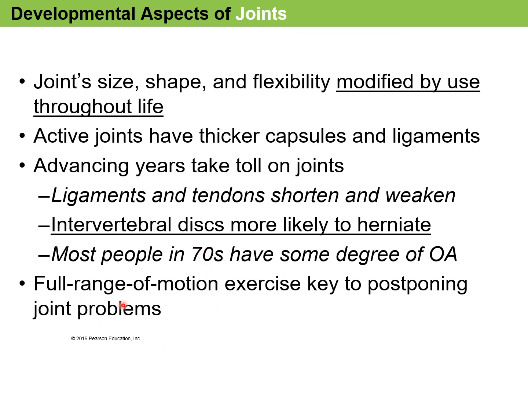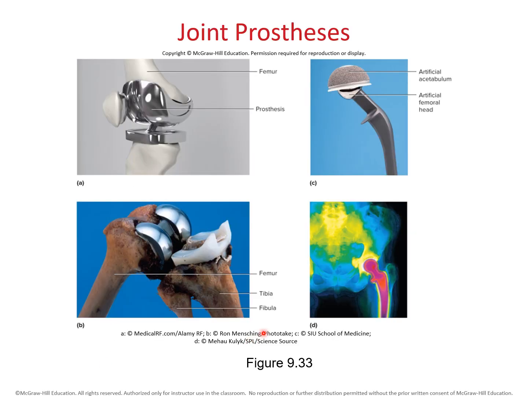It says here, full range of motion exercise is a key to postponing joint problems. And yeah, that's true. You want to keep your ligaments and your tendons mobile, all right? And practice your full range of motion exercises to keep those joints healthy. This last page is just showing you some pictures of some prosthetics that are used. Here would be a knee replacement.